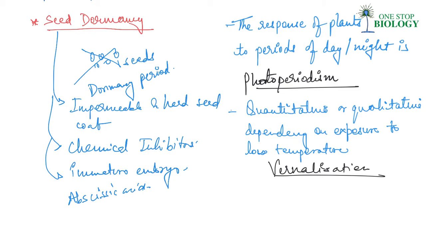I hope you have understood all three topics: photoperiodism, vernalization, and seed dormancy. These are small topics, but they are important from the NEET point of view, so we will not miss anything.